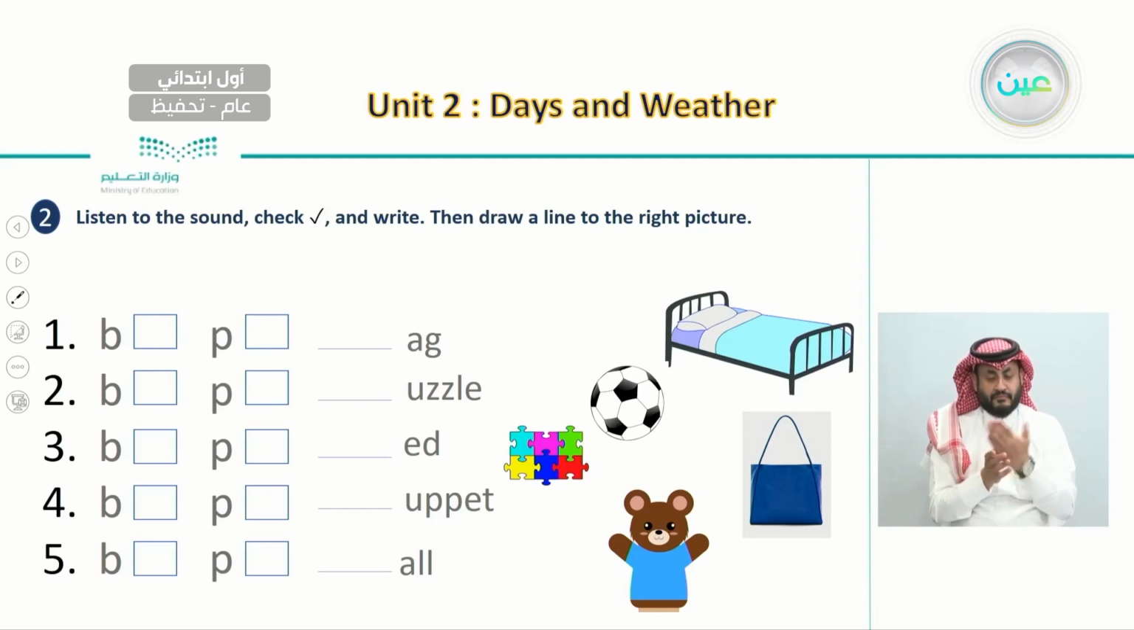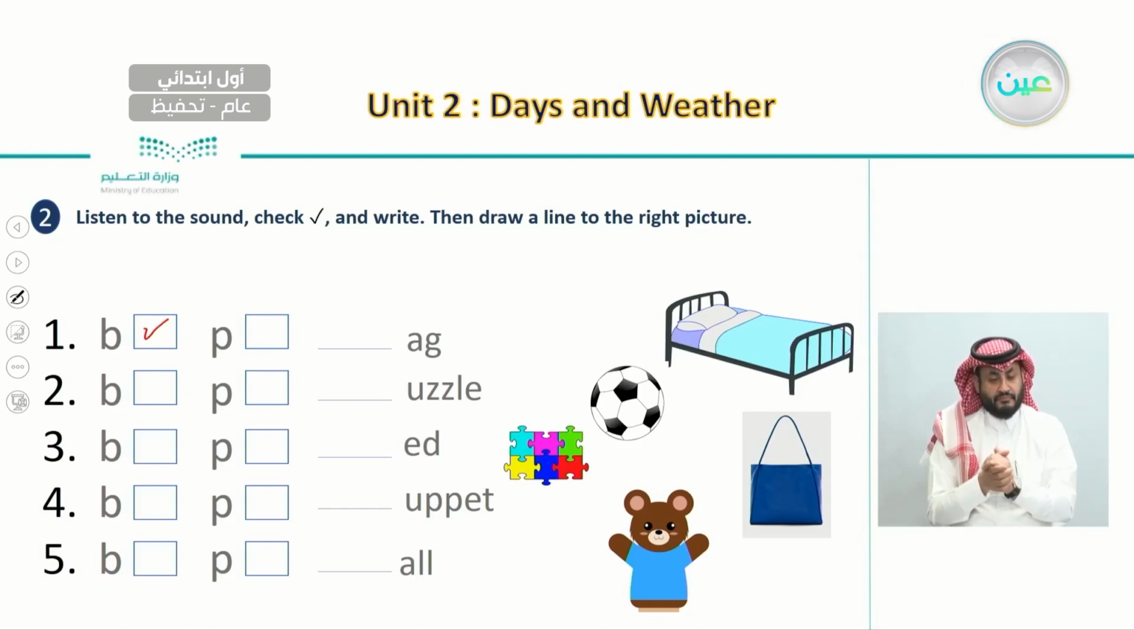So let's try with the first one. First we're going to listen to a word and decide whether this word starts with B or P. After this, we write the letter here and then we match the word with the right picture. So let's practice number one. The first word we have, number one, is bag. Bag. Number one is bag. So bag starts with letter B.